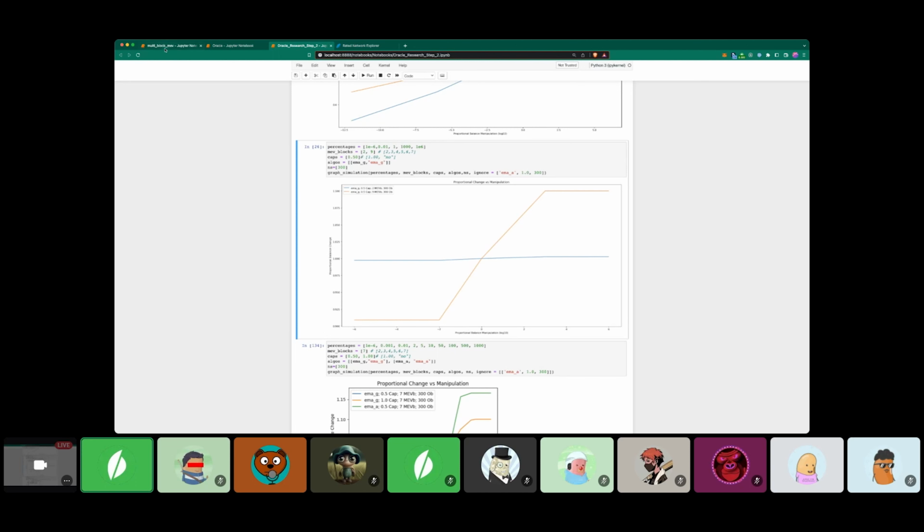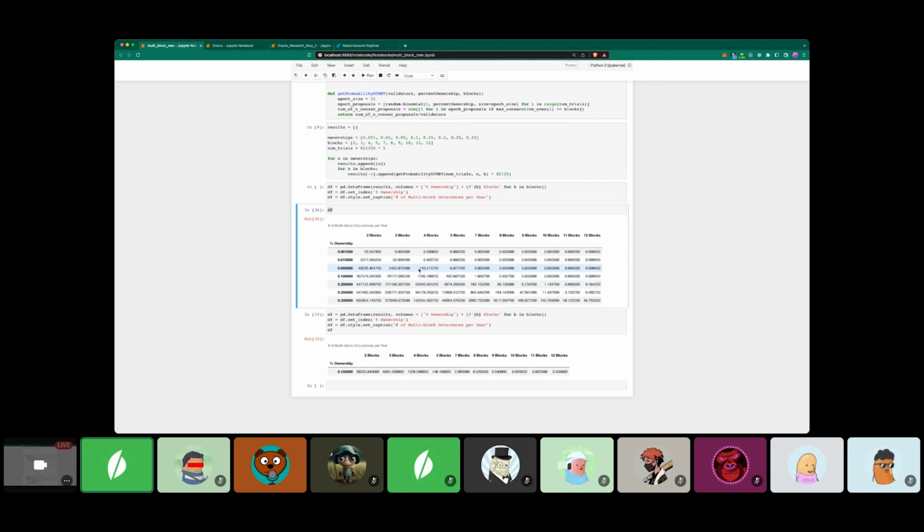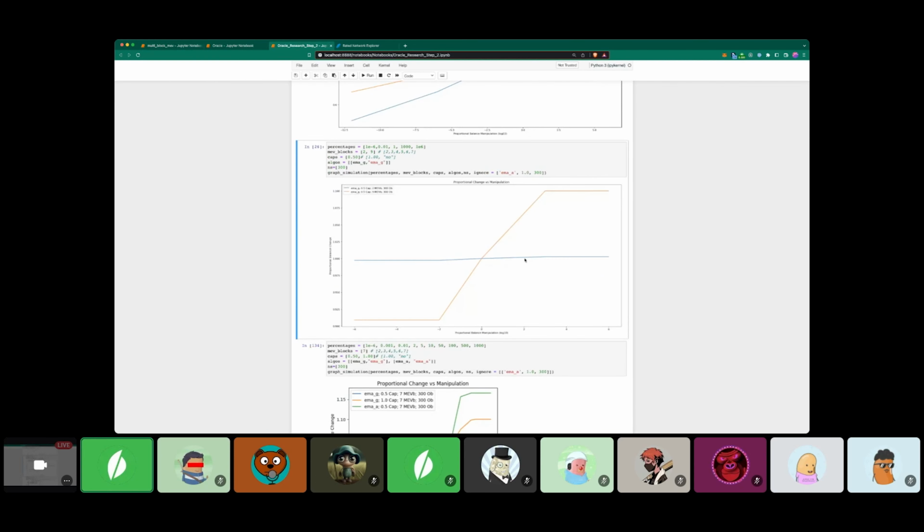But it should be taken in the context that, looking back at this chart, Coinbase could be performing 167,000 multi-block MEV attacks per year, which is like hundreds a day. So it's definitely important to be looking at this situation.